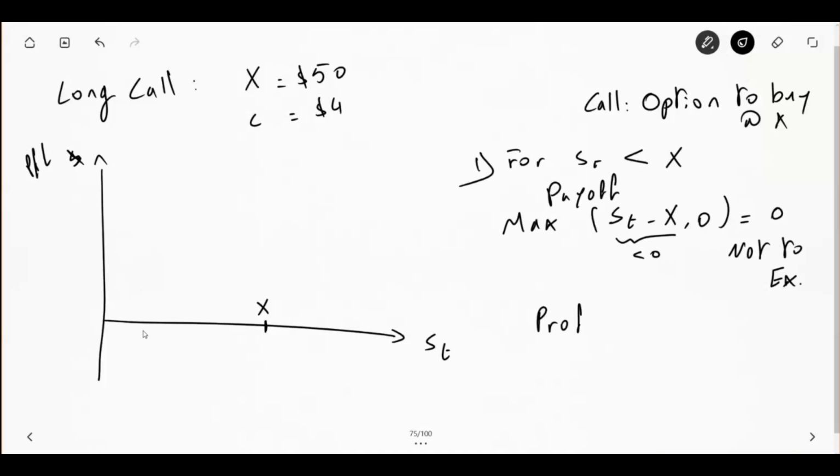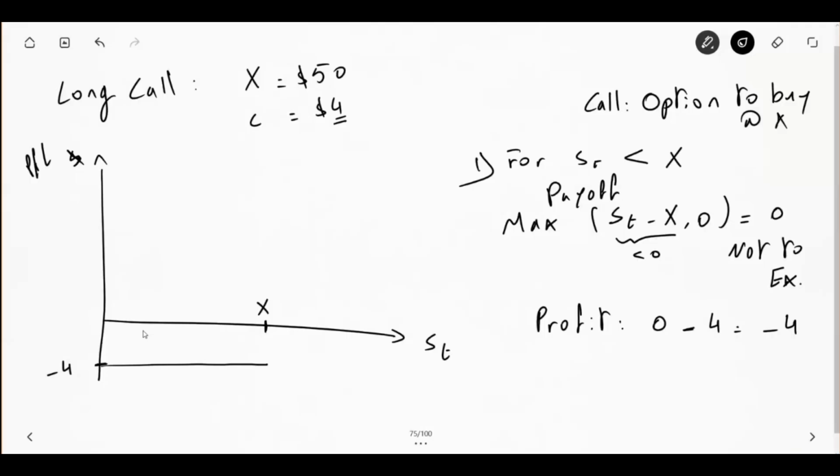When I compute the profit of the position, I need to include the payoff minus the premium, so it's the maximum of ST minus X and 0 minus the premium, minus this $4. So this is equal to minus 4. So mainly for any price below X, I will have a loss, a constant loss of $4.